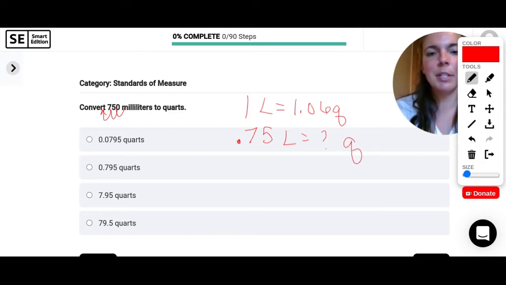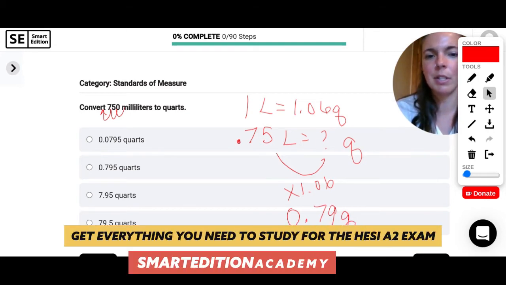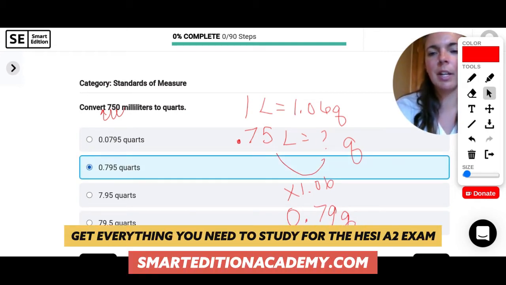What we have to do here is just take our liters and multiply it by 1.06. So 0.75 times 1.06 will give us about 0.79 quarts. So which one of these is closest? 0.795. Close enough.